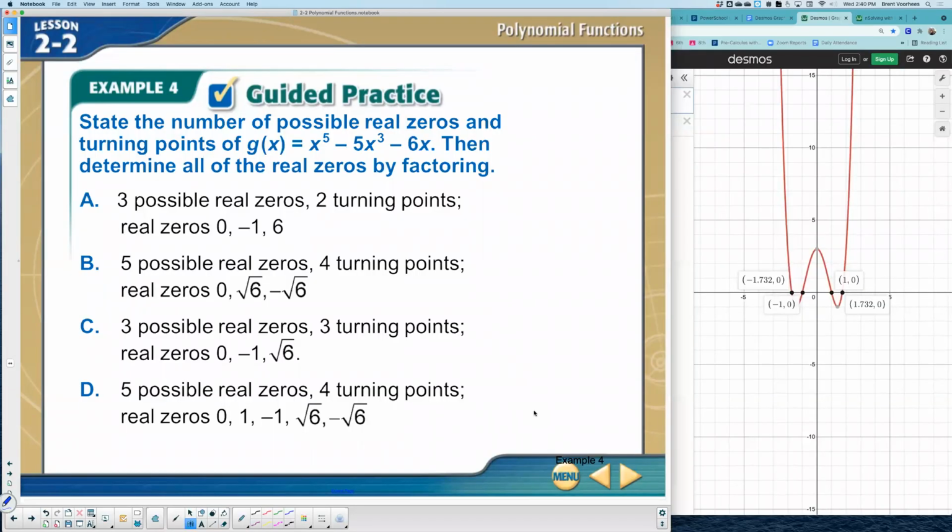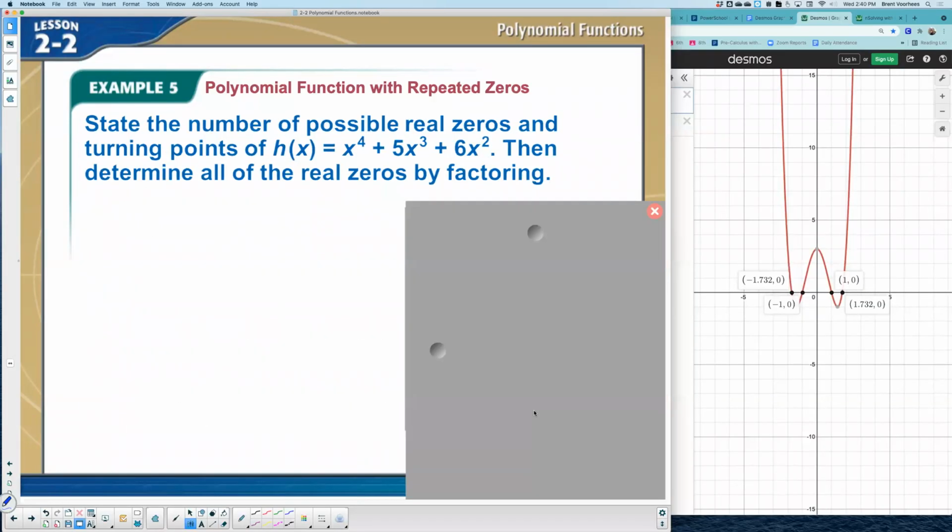All right, example 5. The problem looks the exact same, but I'm going to give you an example of what multiplicity is, an example early. So here, if we just wanted to solve the problem, we would do everything we've done before. We would state the leading term. What is my leading term in this problem? 5x to the power 3? No, sorry. I mean, x to the power 4.